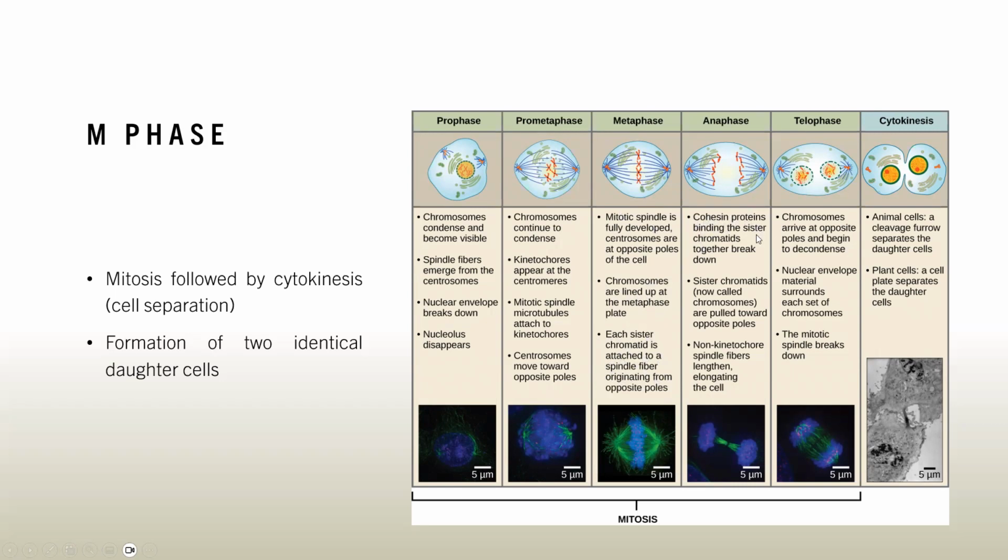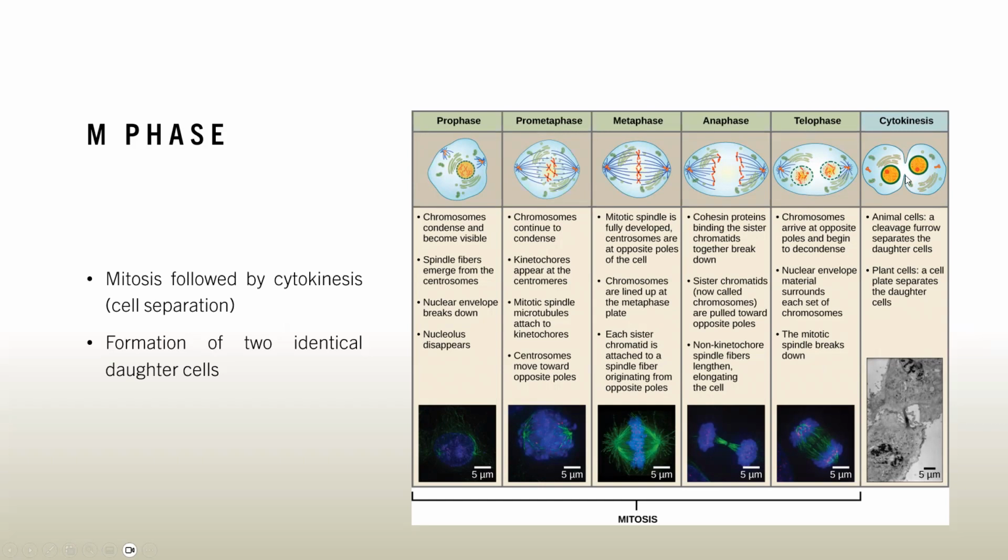In anaphase, cohesin proteins binding the sister chromatids together break down, and the sister chromatids, which we now call chromosomes, are pulled away towards the opposite poles. Non-kinetochore spindle fibers lengthen and elongate the cell. Finally, it will be telophase. Chromosomes arrive at opposite poles and begin to decondense. Nuclear envelope material surrounds each set of chromosomes. The mitotic spindle breaks down.